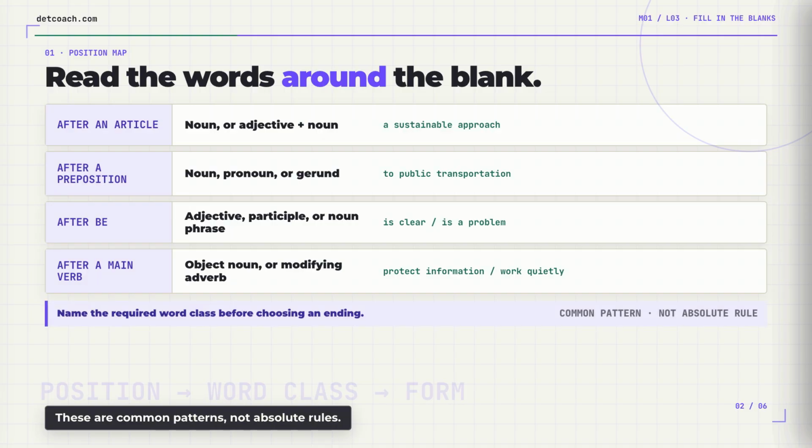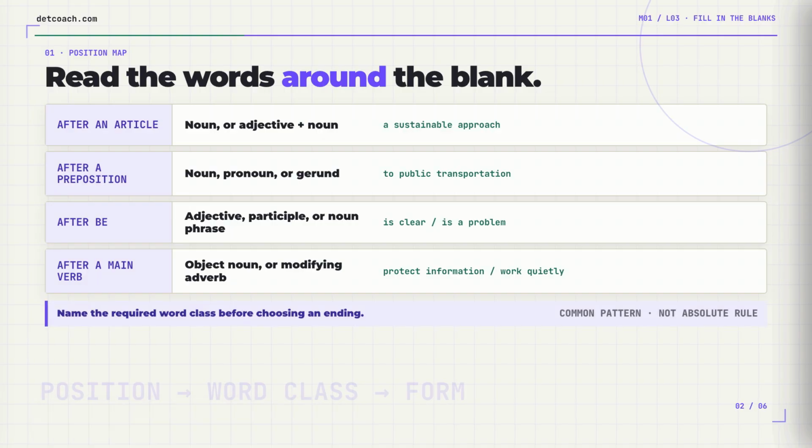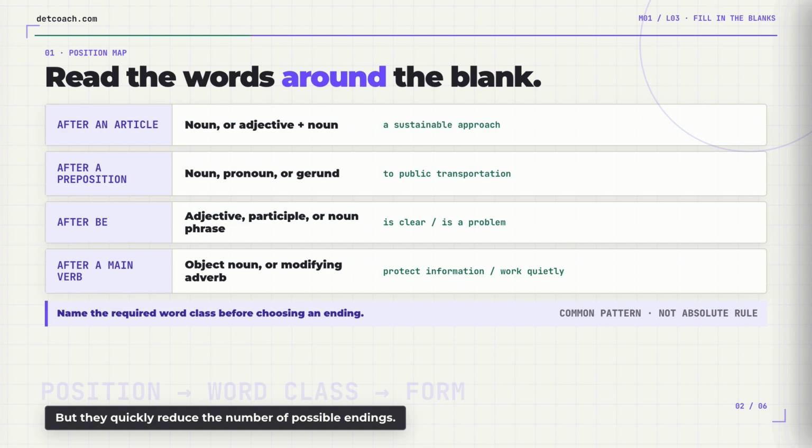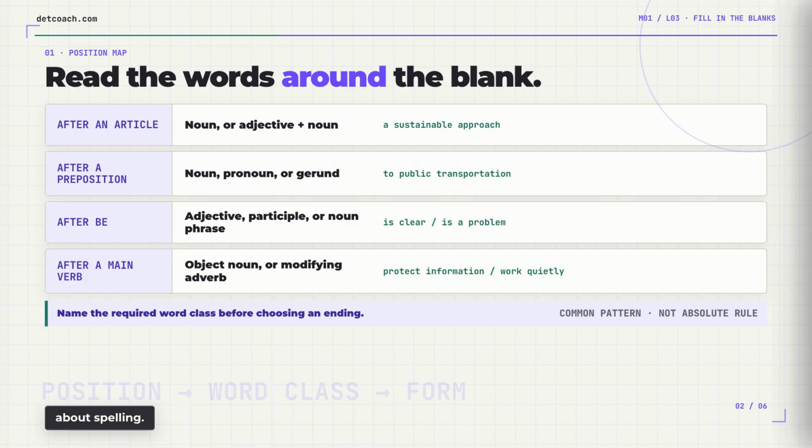These are common patterns, not absolute rules. But they quickly reduce the number of possible endings. Read the clue immediately before and after the blank. Then name the required word class before you think about spelling.